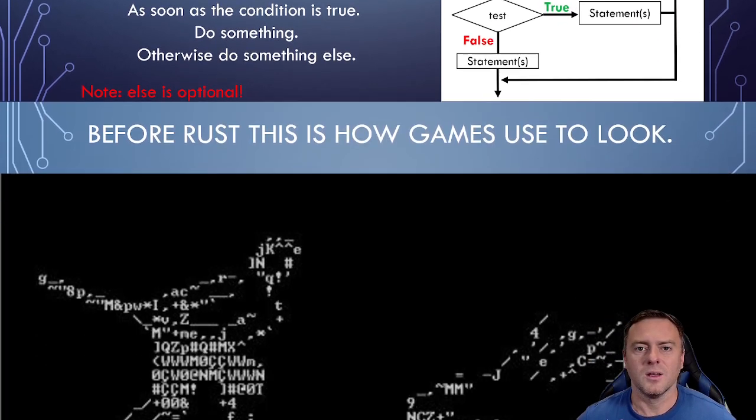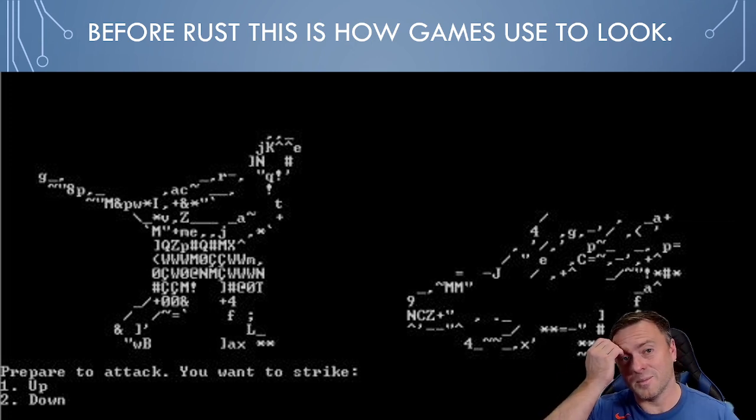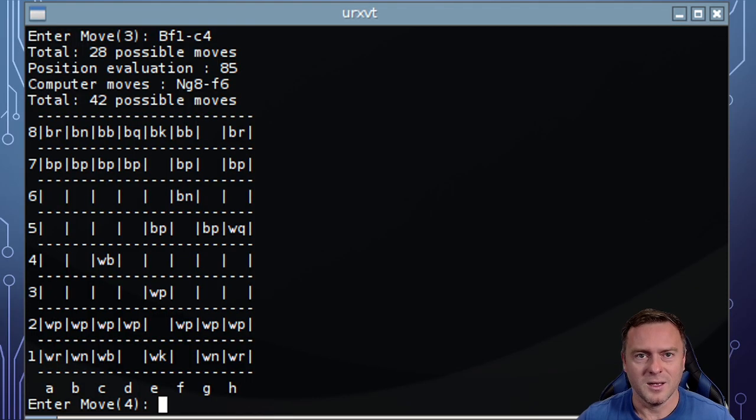Cool. So before Rust, Fortnite, or your big high-end games, this is actually how games used to look. So they're all text-based, and you had to do user input. So you would type in different numbers. So in this case here, you're preparing to attack. You had to press 1 or 2, depending on what you wanted to do. These games were all totally driven by if statements. So if this is true, do this, otherwise do this. And they also included loops, which we'll do later on, but you can do them all to start off with a simple if statement.